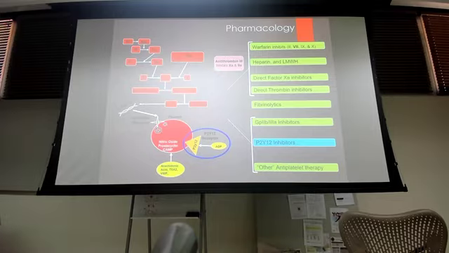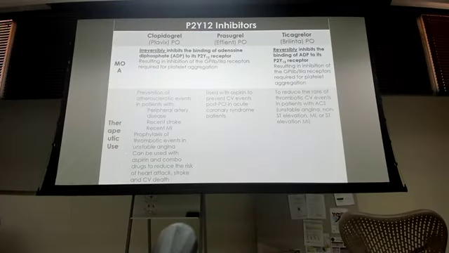The P2Y12 inhibitors, there's your chart. We've talked about them. Clopidogrel is going to be your standout, usually by name. And then you know what they do: the inhibition of the binding of the adenosine diphosphate ADP to the P2Y12 receptor, but knowing it's a P2Y12 receptor inhibitor gives you the biggest clue. And we talked about some of the uses.